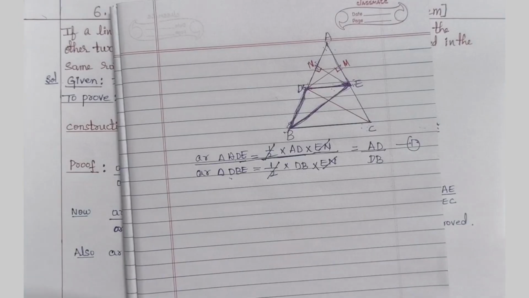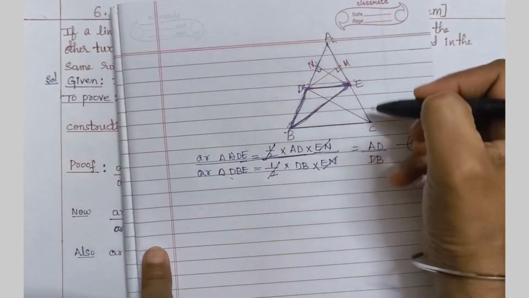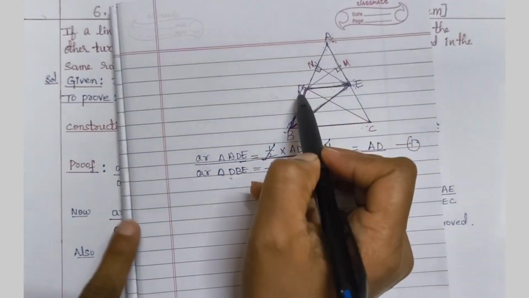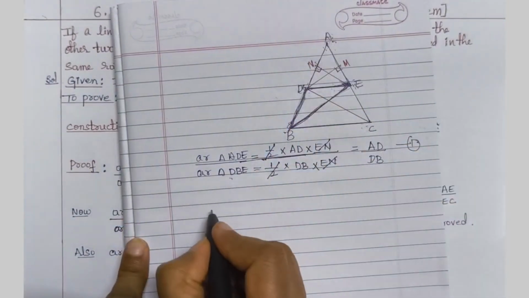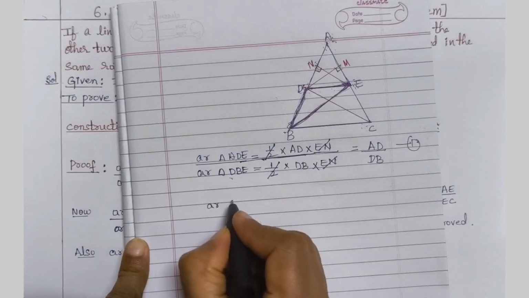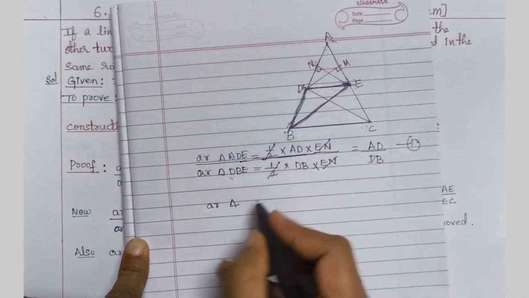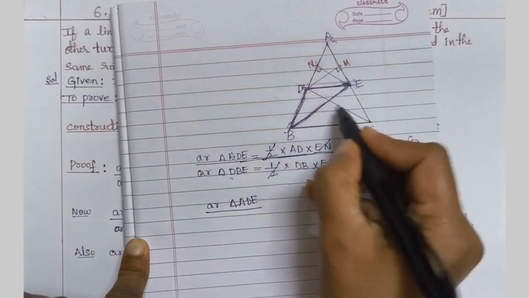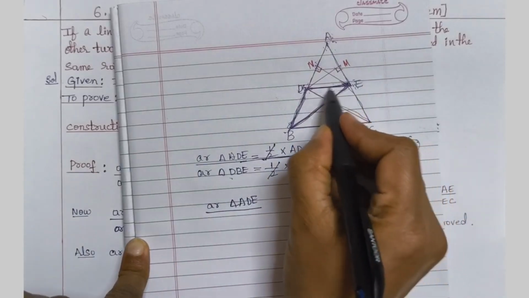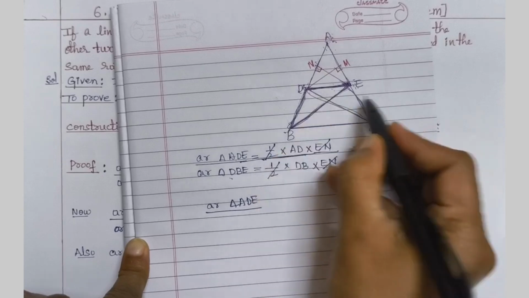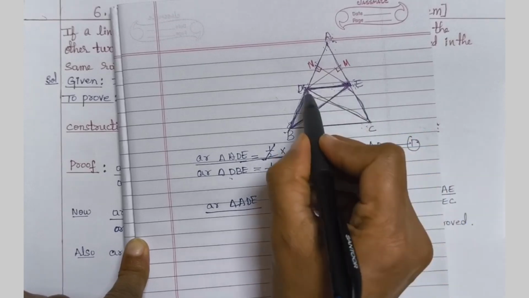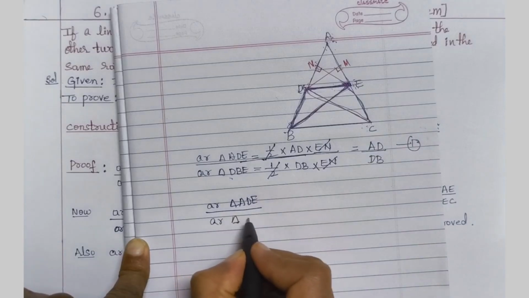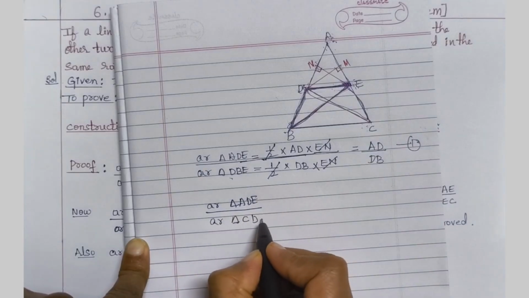This is finished. Next, what you have to prove? AE by EC, you have to prove. AE means which triangle will you take? Again the same ADE triangle. So area of triangle. Same triangle you take, triangle ADE. By which triangle? Now you take this triangle. See here. Which triangle? CDE triangle. Now take area of triangle CDE.